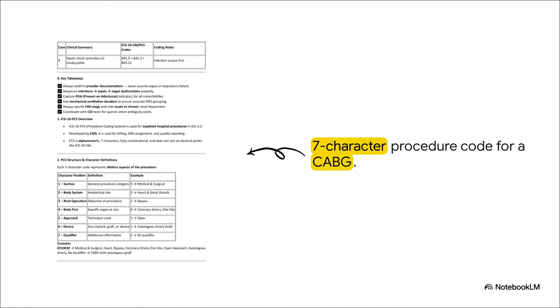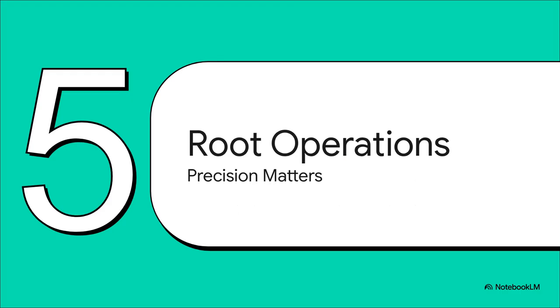To put that into perspective, take a look at this procedure code, 02103Z1. It systematically builds out the entire story of a coronary artery bypass graft. We've got 0 for the medical and surgical section, 2 for the heart, 1 for bypass, 0 for one site on the coronary artery, 3 for an open approach, 1 for an autologous tissue device, and Z for no qualifier. It's like a giant puzzle. If the physician doesn't document the exact number of arteries or the specific approach, the coder simply cannot build this code.